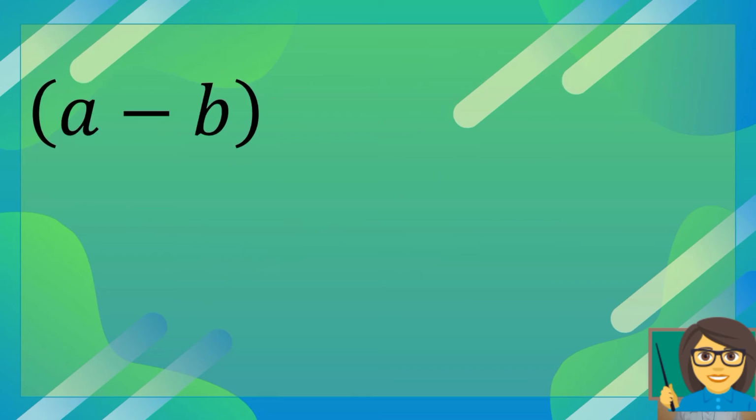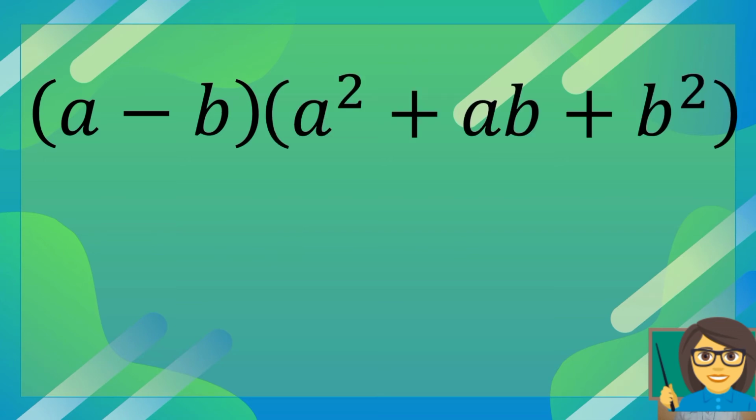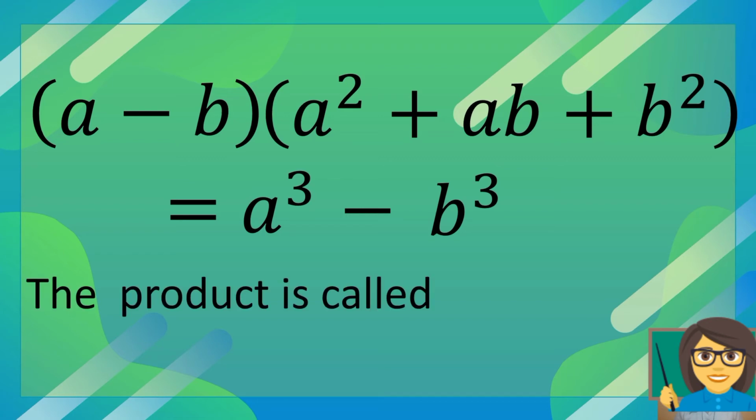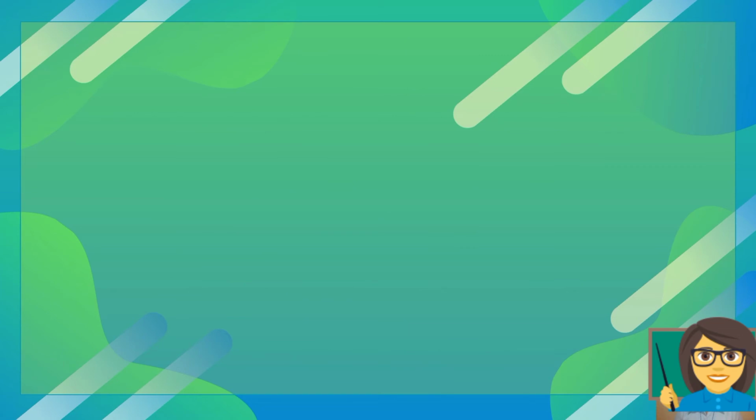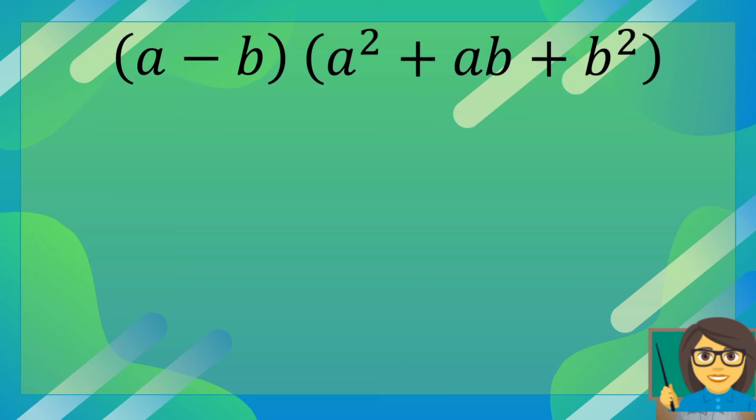Let's also have the difference of a and b multiplied to the quantity of a squared plus ab plus b squared. The product of this is equal to the cube of a minus the cube of b. The product is called the difference of two cubes. For us to verify if a cubed minus b cubed is correct, each term of our binomial factor will be distributed to each term of our trinomial factor.